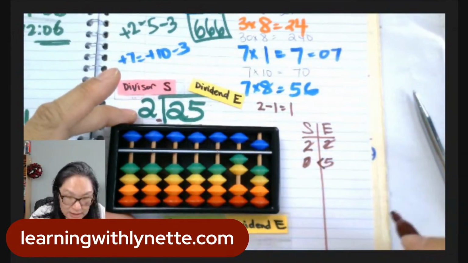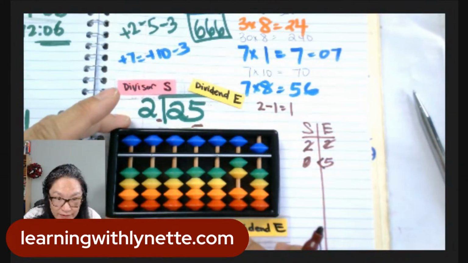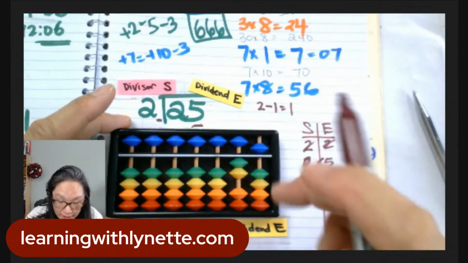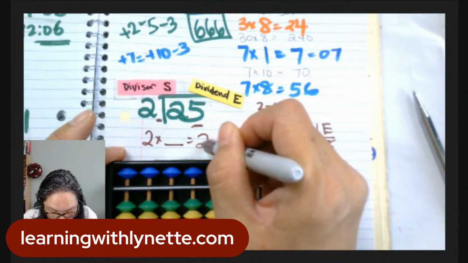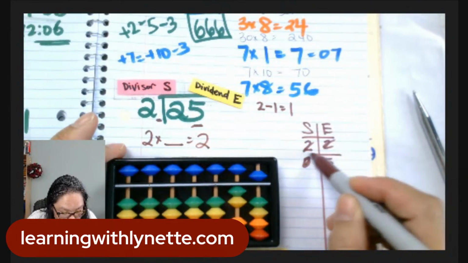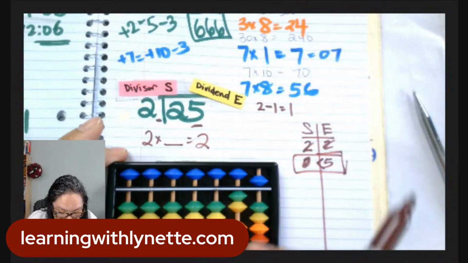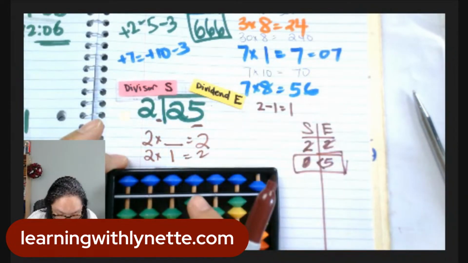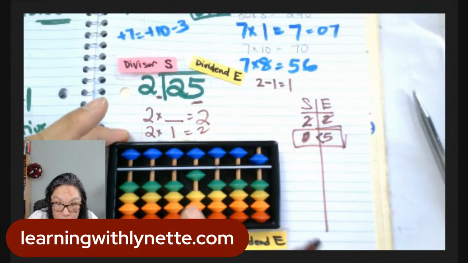So my dividend is bigger. Now we're going to have our conversation. If our dividend is bigger, okay, good. I go back to my question. 2 times what is equal to 2 or less? Because I skipped, this is what tells me that I'm skipping my number, right? I have 1, because 2 times 1 is equal to 2. I take away the 2. I'm done.